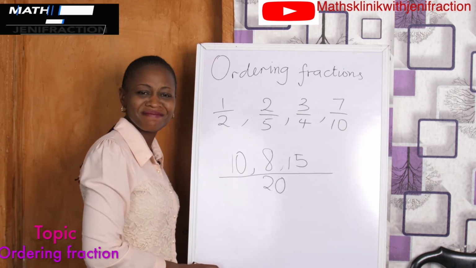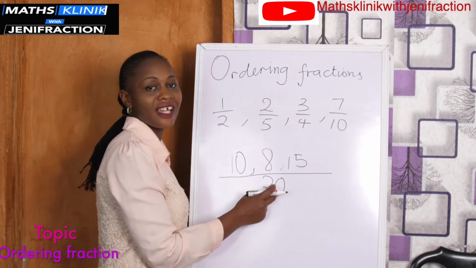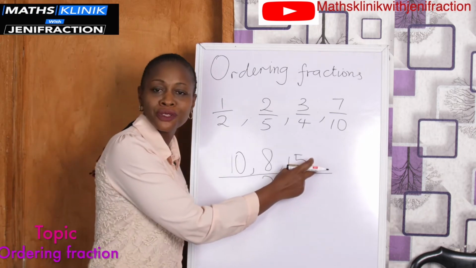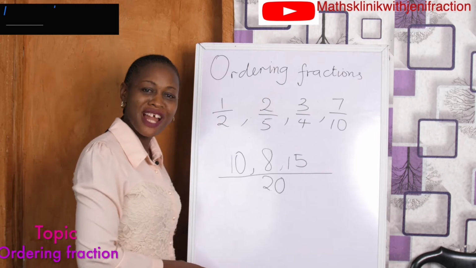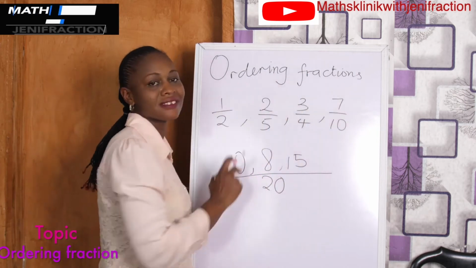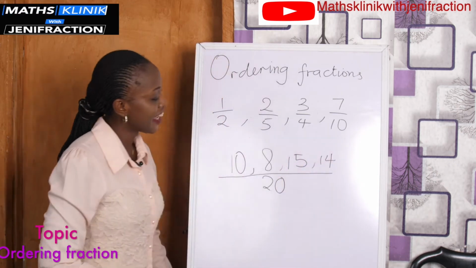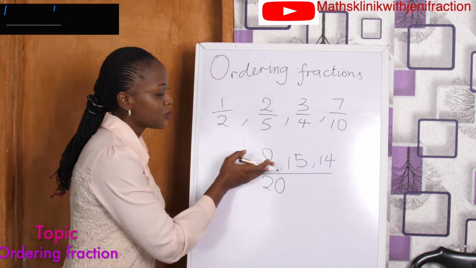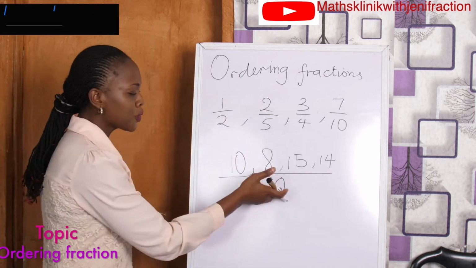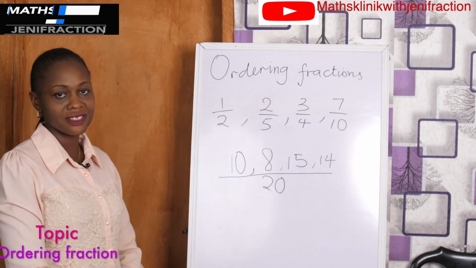What do I say? 20 divided by 10. And that is 2. Should I write down my 2? No. What will I do? I'll say, that's my 2 times 7. 2 times 7 is 14. Can you now see that we've looked for all our numbers using the same denominator? How did we get this? We looked for the LCM of our denominators.